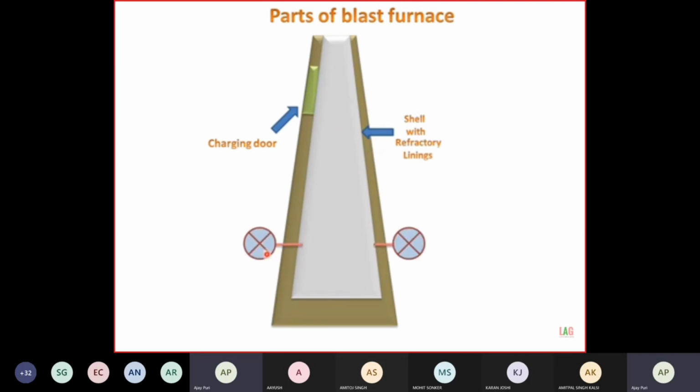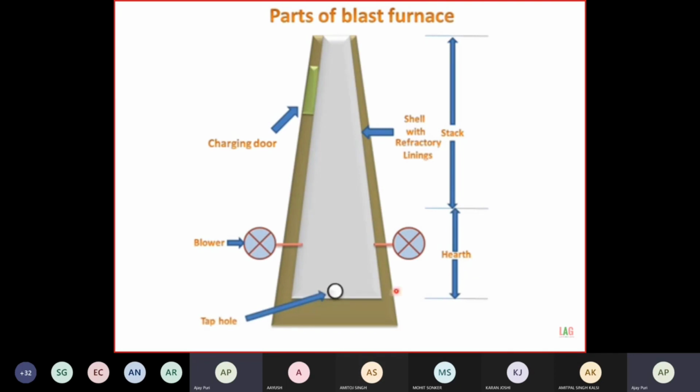There are blowers on the left and right hand side to supply air to the furnace for the complete conversion of the charge. From this height to the upper portion of the furnace is called the stack or chimney. The lower portion of the furnace is called the hearth, or also well. The tap hole is for collecting the molten metal or pig iron from the furnace.